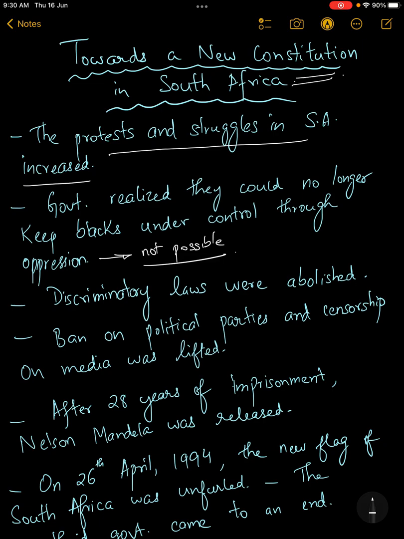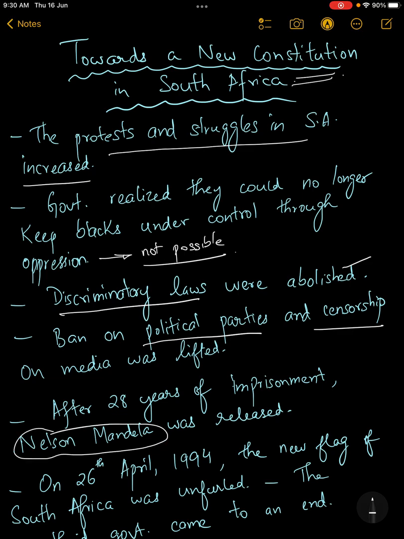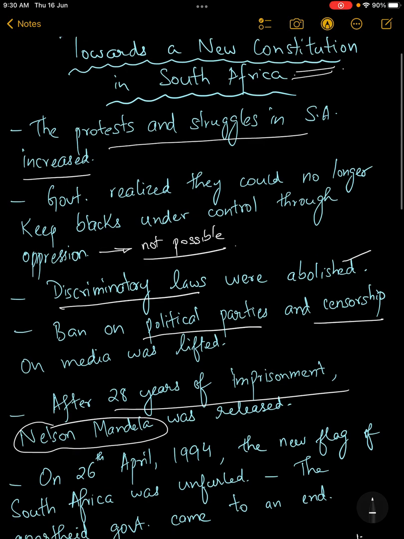When they did step down, obviously all these racist discriminatory laws were abolished. The ban that existed on political parties was lifted. Censorship was abolished. All the typical things which happen when any brutal regime or dictatorship comes to an end. And the hero of the story, Nelson Mandela, was released from prison after 28 years of being put in jail by the white government. Of course he goes on to become the first president of independent South Africa, but that is at a later point of time.